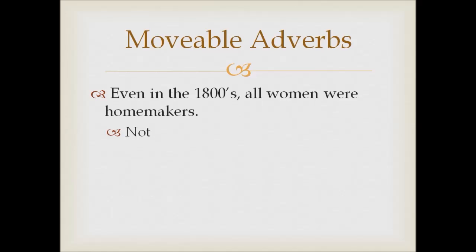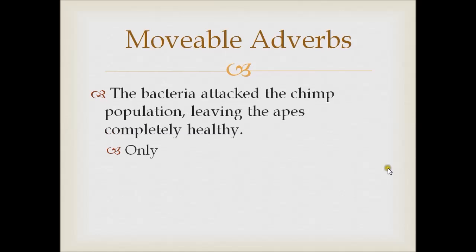Here's another example. What is the difference between, even in the 1800s, not all women were homemakers, and even in the 1800s, all women were not homemakers? If you've said that the first one indicates that some women were homemakers and some were not, whereas the second sentence indicates that no women were homemakers, then you're correct. So probably the intention of this sentence is for the modifier not to be put right here before the word all.